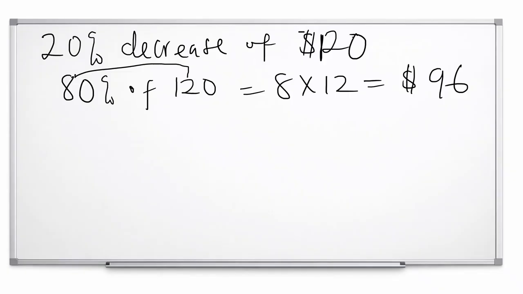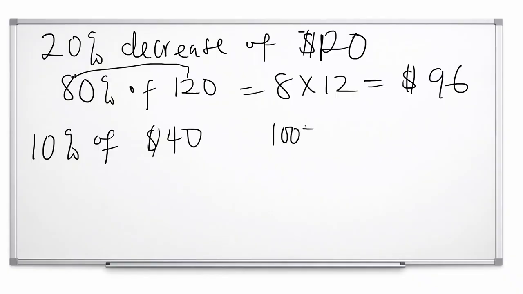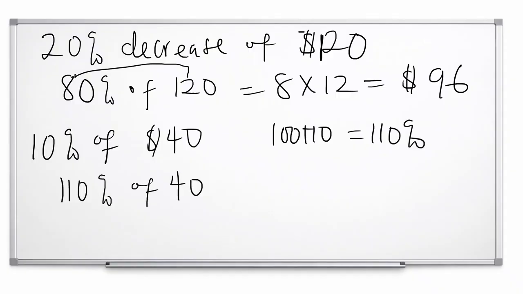And my trick number 5 is going to be the percentage increase. Here we have, what is a 10% increase of $40? 10% increase is the same thing as 100 plus 10, which is 110%. So here we're just interested in 110% of 40. And if you have a look at this, both ending with zeros, just multiply 11 by 4. So here we have 11 times 4, which is going to be $44.